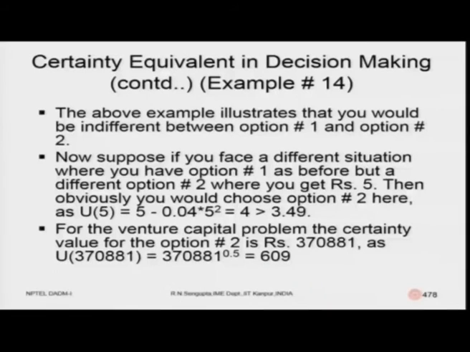Now, if you remember the venture capital example, where you had one government bond and 3 other options with probabilities of 0.2, 0.4 and 0.4, the utility function there was w to the power half, and based on that you find the certainty value comes out to be 609 rupees, or whatever units.